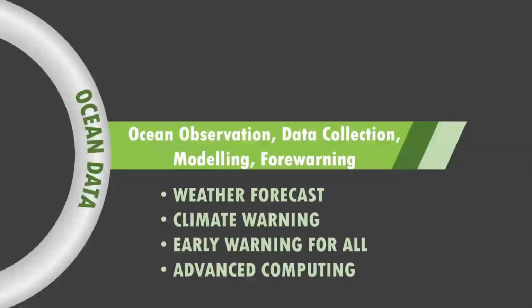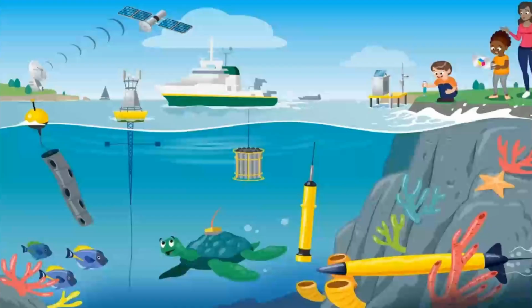Now, I have broadly divided my talk into different categories. One is on ocean data, which is my specialization. Ocean observation is nothing but in situ and real-time data collection, modeling, and forewarning applications, which could be for weather, climate, or early warning, and we need an advanced computing facility. This picture talks about different types of in-situ measurements.